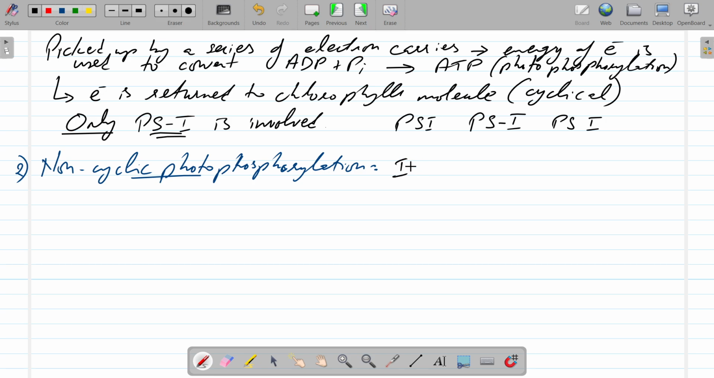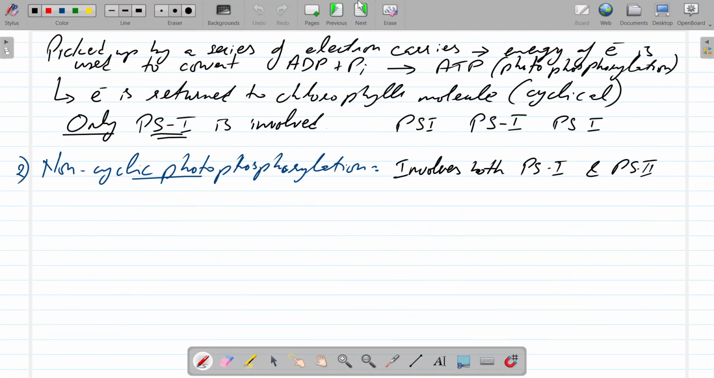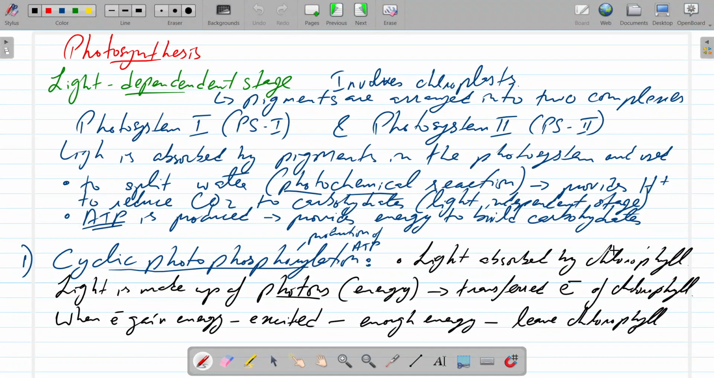And this one involves both photosystem 1 and photosystem 2. And the story begins with photosystem 2. Technically it's all happening together, but to understand the flow of events, we'll start with photosystem 2. Just like in cyclic photophosphorylation, light is absorbed by chlorophyll in photosystem 2.